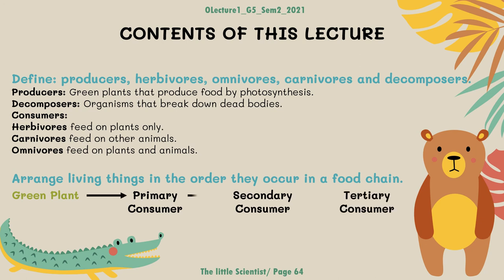Okay, living things are arranged in food chains. Green plants or producers are eaten by primary consumers. Primary consumers are eaten by secondary consumers. Secondary consumers are eaten by tertiary consumers. Tertiary consumers are eaten by apex predators. Apex predators aren't eaten by any other organism.